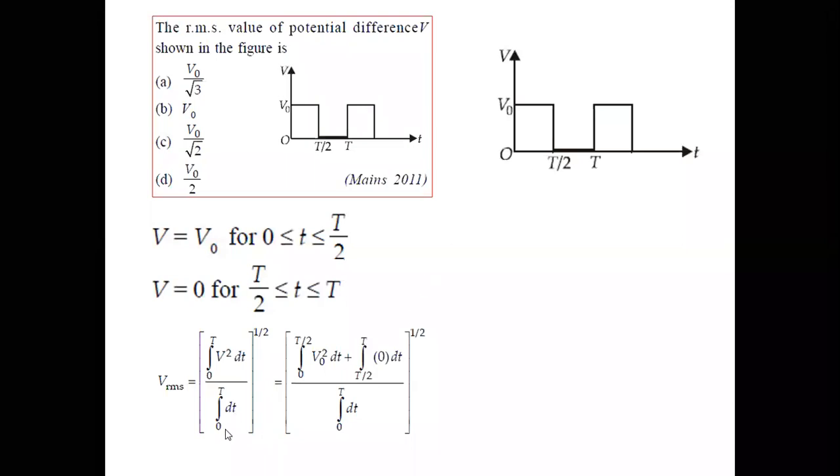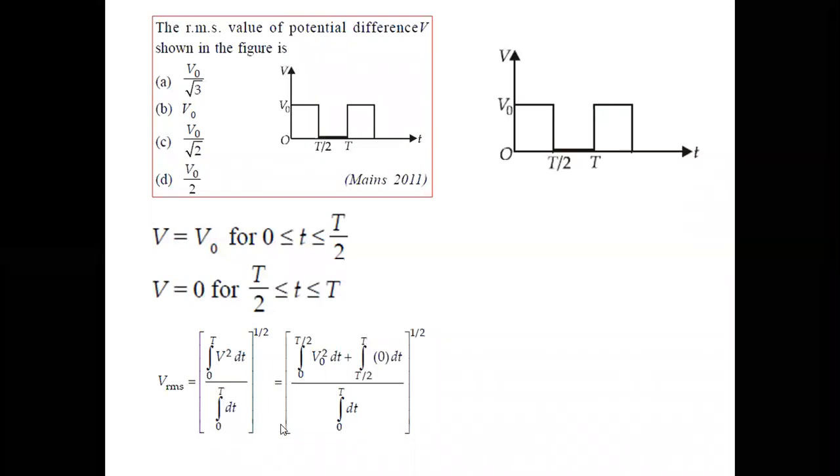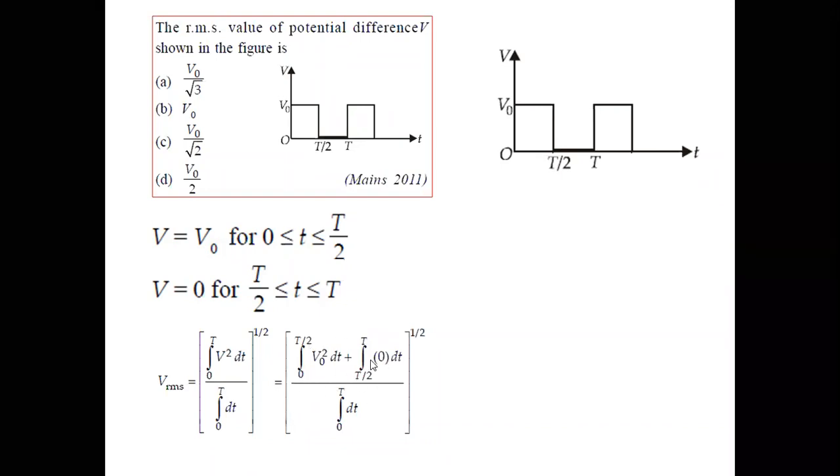In the denominator, we have written 0 to total time period dt. This integration gives you simply T, capital T. Capital T minus 0 becomes the time period, the total time period. The same equation is written in this form. This 1 upon T integration has two integration limits, 0 to T by 2 and T by 2 to T.